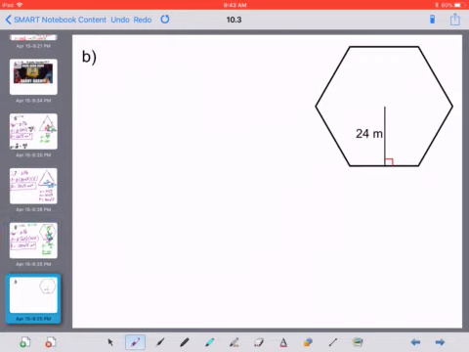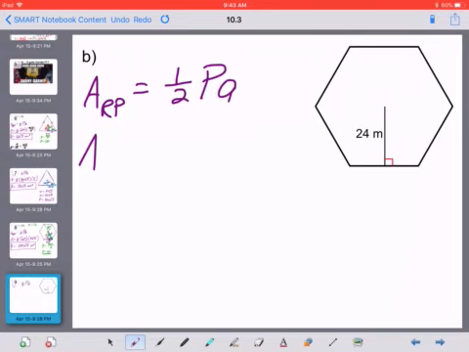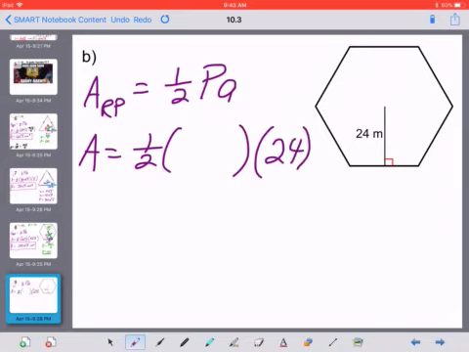Okay, we've got a hexagon, and this time the apothem was given to us, but same formula. Area of a regular polygon is 1/2 times perimeter times apothem. Okay, so area is going to be 1/2. We do not know our perimeter, but the apothem was given to us right here as 24.